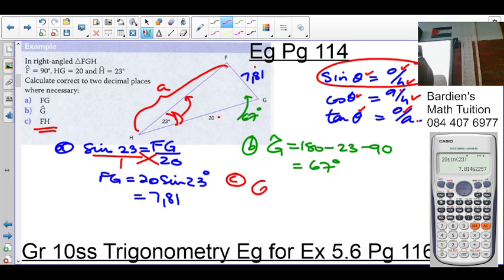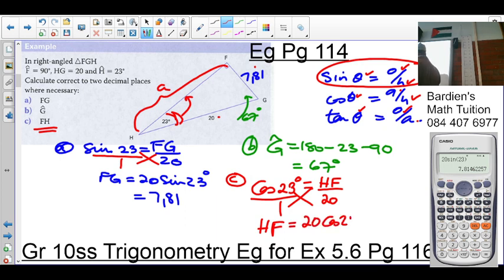So we say cos of 23 degrees is equal to adjacent, which is HF, over hypotenuse, which is 20. Naturally that's over 1. We cross multiply: 1 times HF, so HF equals 20 cos 23. Work that out.